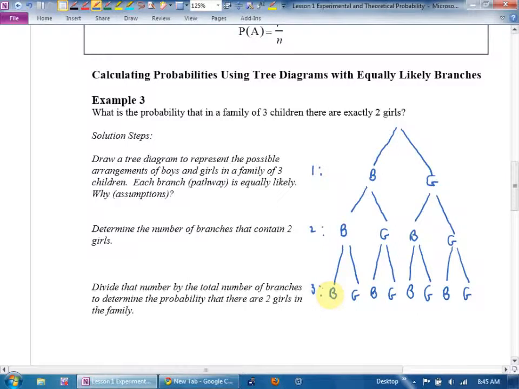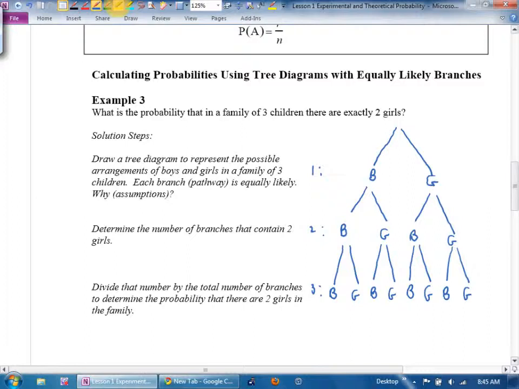So solution steps, it says draw a tree diagram to represent the possible arrangements of boys and girls in a family of three. Each branch is equally likely, it says. Why? What are our assumptions? We're assuming the odds of having a boy and a girl are the same. Reasonable assumption.